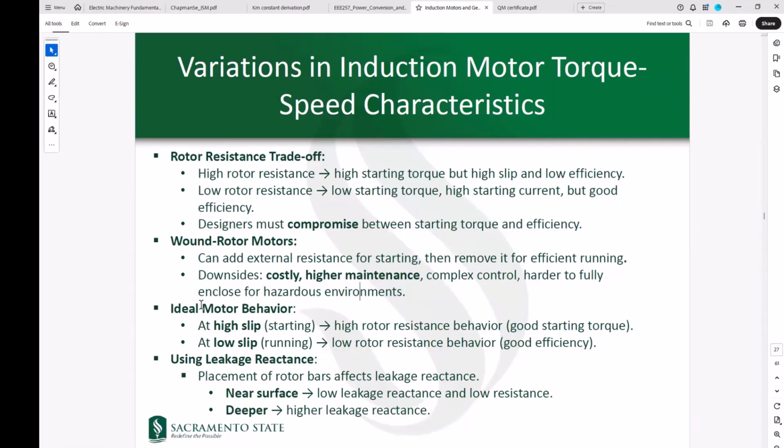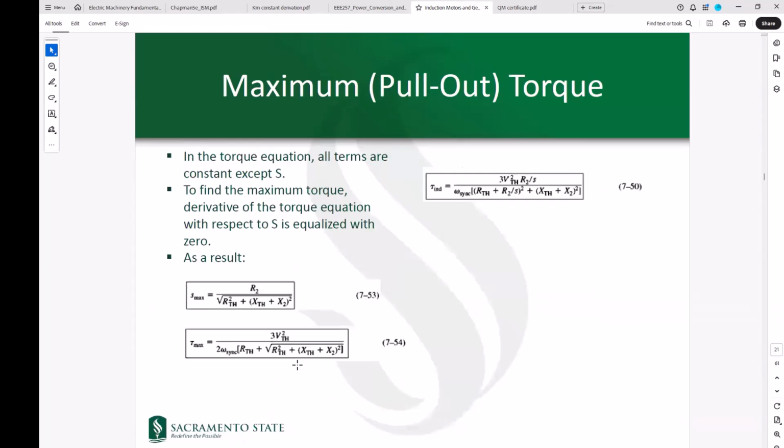So what other solutions can we have? The ideal motor behavior would be that at higher slips, or at the starting, we would have the higher rotor resistance, which gives us a good starting torque. At lower slips, or when the motor is running close to the full load conditions, we want lower rotor resistance behavior or good efficiency.